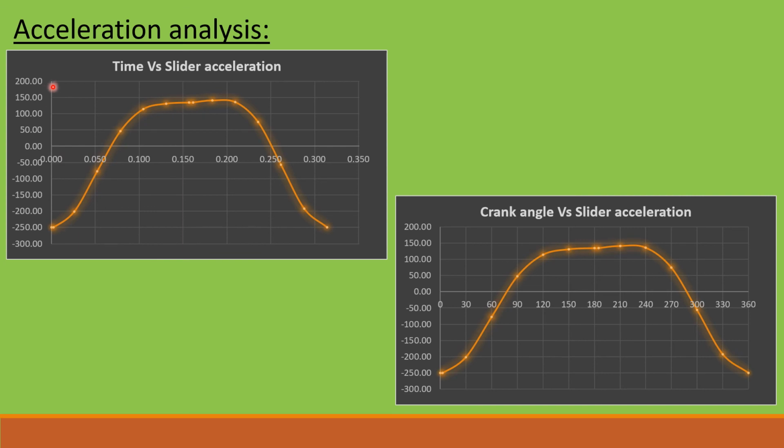In this plot, we have plotted on the vertical axis slider acceleration and on the horizontal axis time in seconds, and the graph looks like this. And here on right side, we have plotted again slider acceleration on vertical axis, and on the horizontal axis we plotted crank angle in degrees from 0 to 360 at an interval of 30 degrees. So we get the similar plot. In the next slide, let us see coupler acceleration plots.